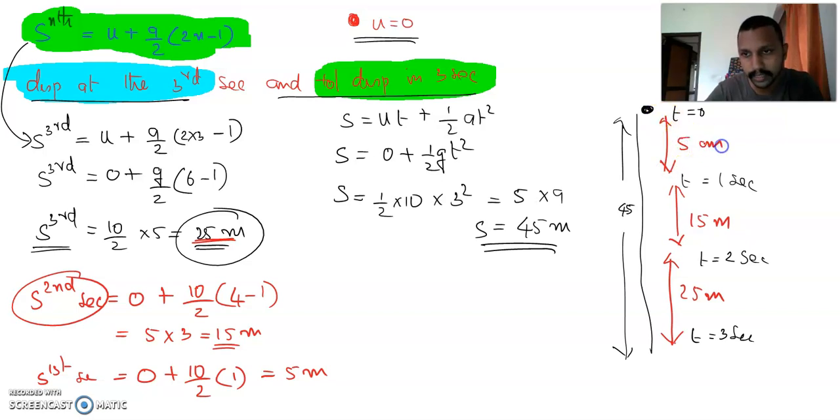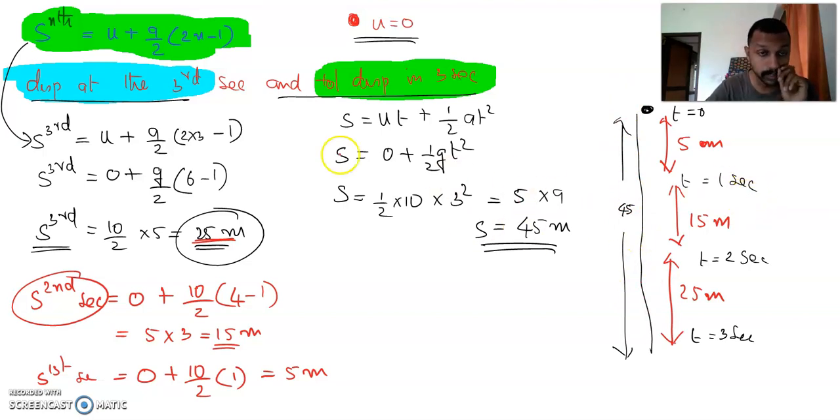Then you could understand the motion of the substances. At the first second it has travelled 5 meter. At the second second it has travelled 15 meter. At the third second it has travelled 25 meter. Therefore, total is 5 plus 15 plus 25. That is 20 plus 25. That is 45 meter. Hope you have understood this.